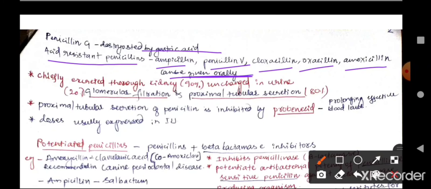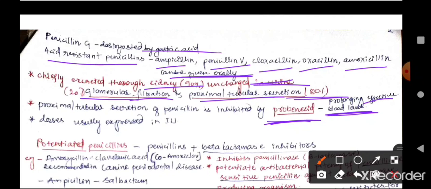The excretion of the penicillins is mainly via the kidney, in the urine in unchanged form, 20% through glomerular filtration and the remaining 80% through proximal tubular secretion. The proximal tubular secretion of the penicillins can be inhibited by giving probenecid. Probenecid inhibits the excretion of the penicillins, thereby prolonging the effective blood level of the penicillins. The dose of these penicillins is usually expressed in international units.